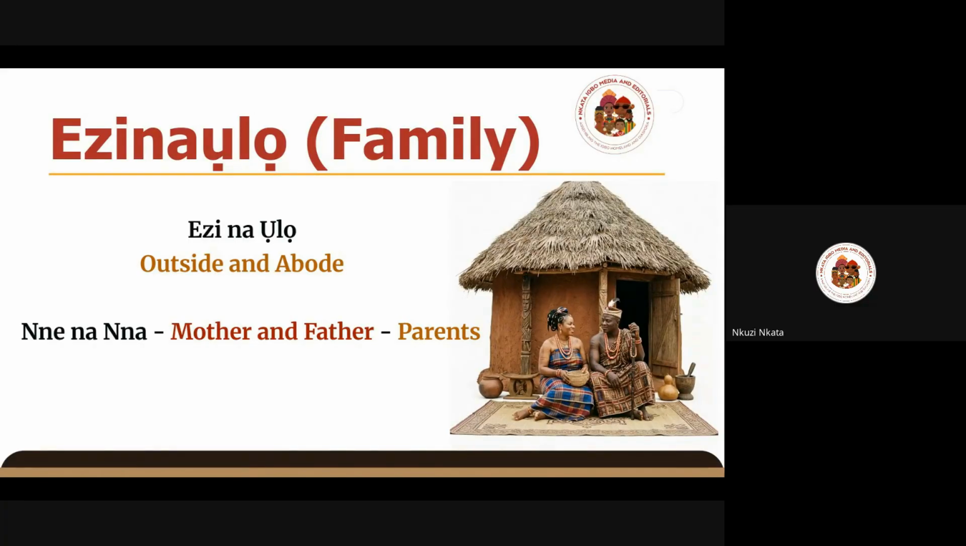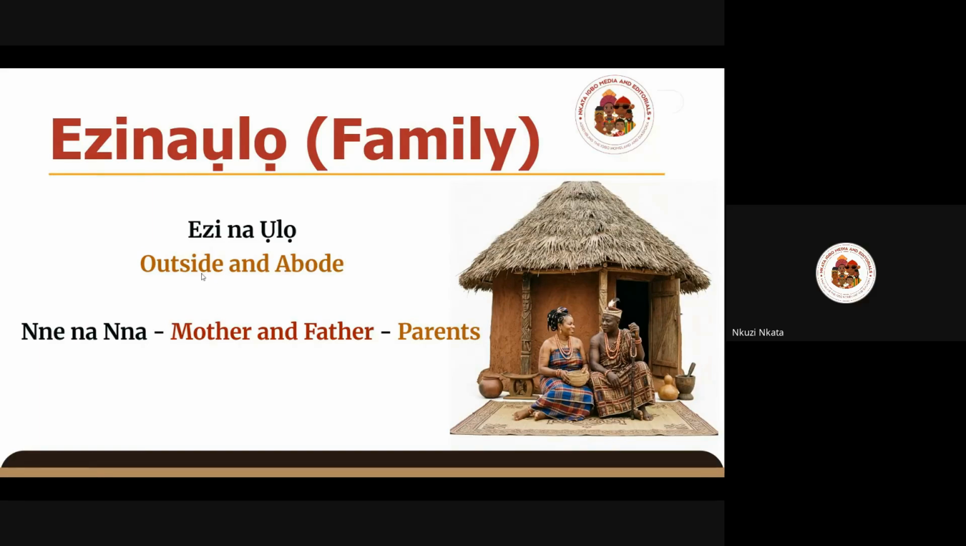So while it can still be specific to your own directly related family, it can also extend to external members of your family. Ezi means outside or exterior. Some call it iro, but ezi is the standard term. Ezi, outside, then olo, abode, inside.